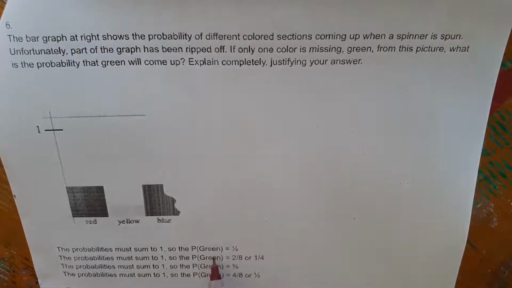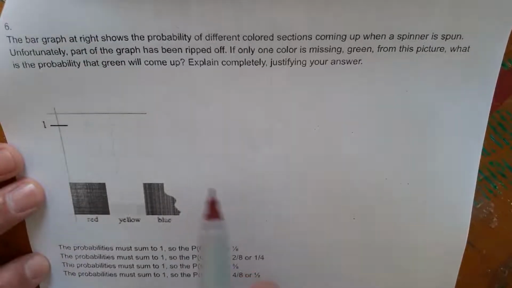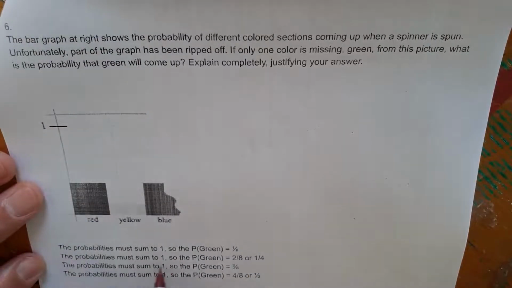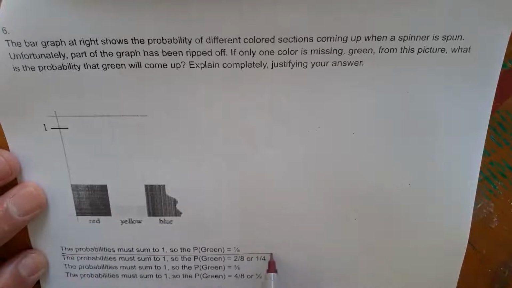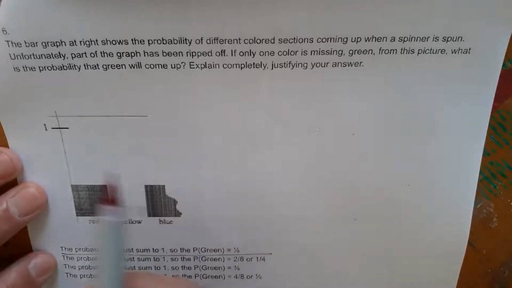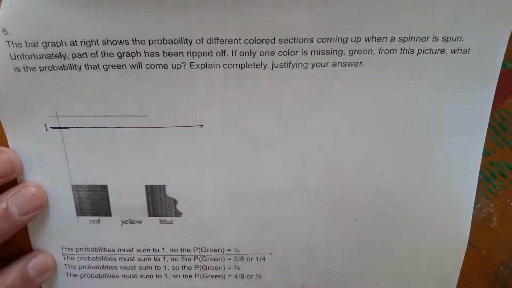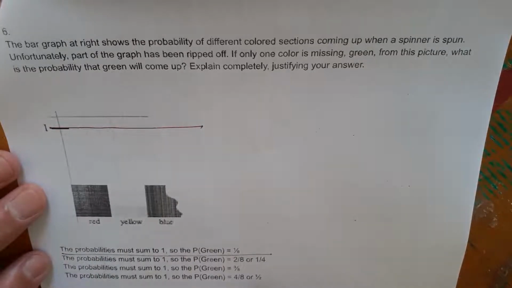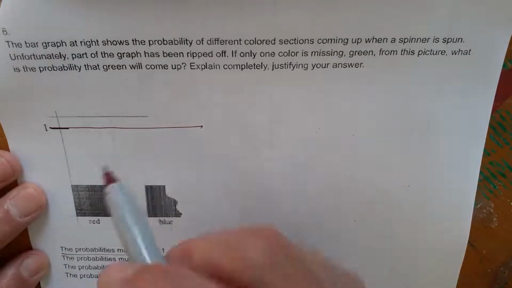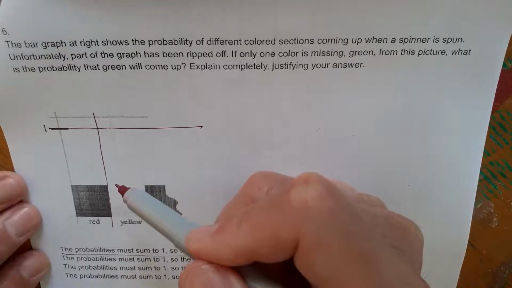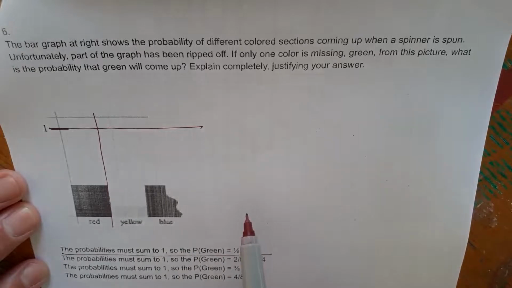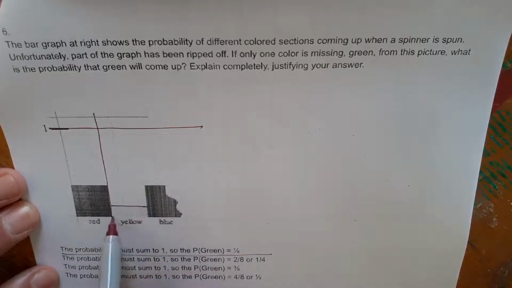Oh, I don't know if I can see this well enough. Okay, so let's try to do this. Let me read the answers too. The probabilities must sum to 1. Okay, so P of green is 1/8. Right? So it looks like on the graph this is 1. Looks like something has gone here. I'm not totally sure of this graph, you guys. Oh, yellow is here. Wow, no, I can't see the yellow.